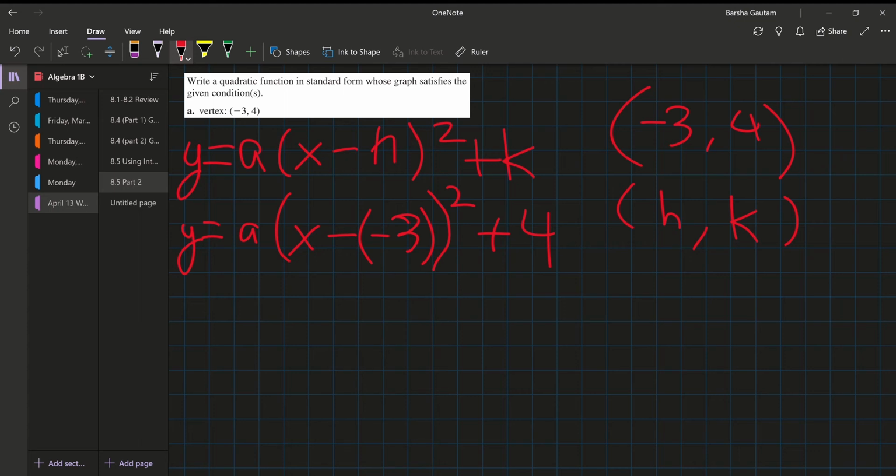And now we need to simplify it. So we have a, and our a in this case is just going to be 1. You can make it whatever you want, because as long as the vertex is (-3, 4), you're good. All right, and then we leave x. We have here a negative times a negative 3. This could be seen as negative 1. So negative 1 times negative 3 would be positive 3, squared, plus 4.